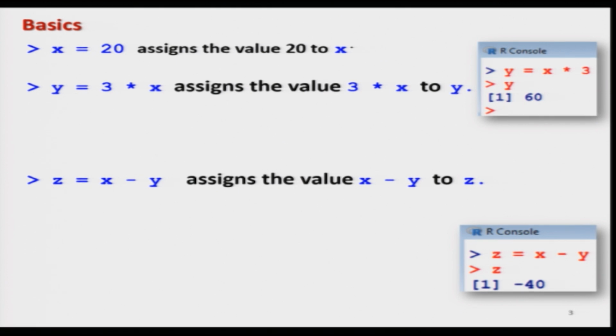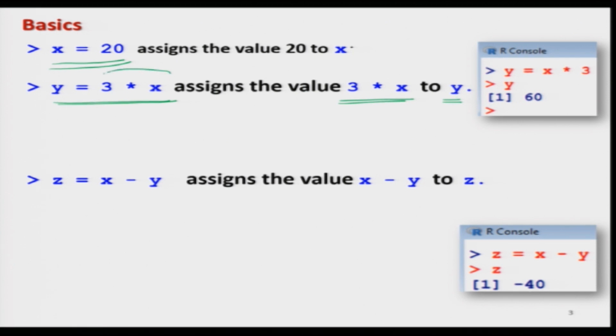it is possible to assign numbers to a variable, as well as a variable can be assigned to another variable. For example, if I say x equal to 20, this command is going to assign the value 20 to x, and if I write another variable y is equal to 3 star x, that is 3 multiplied by x, this is going to assign the value 3 into x to the new variable y.